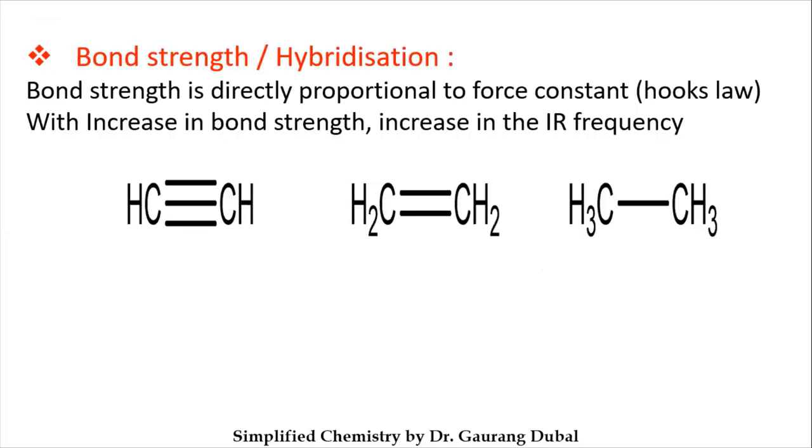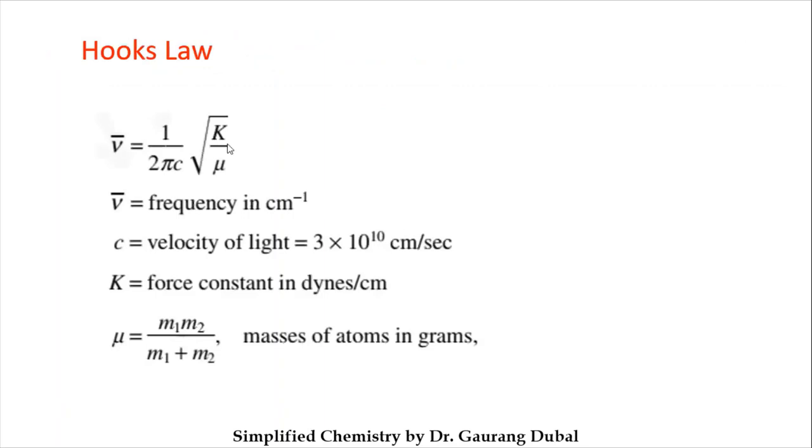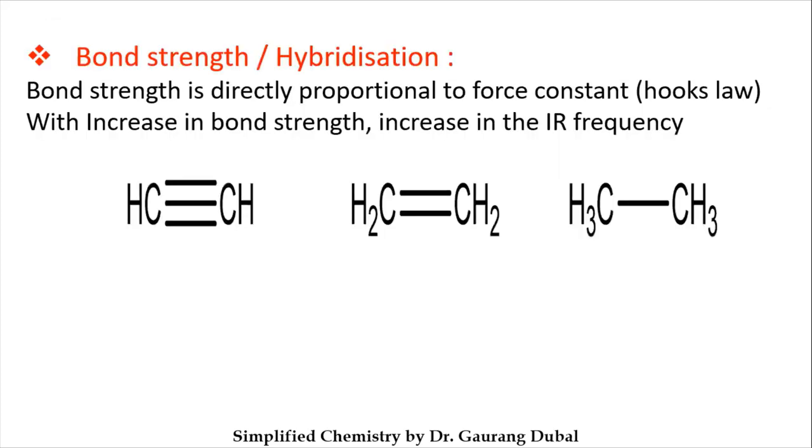Now the first factor we are going to learn today is bond strength. How does bond strength affect the frequency? This case is also related to the hybridization of the molecule. Bond strength is directly proportional to the force constant, k in Hooke's law. The value of the force constant always varies with single bond, double bond and triple bond, which we already learned in the calculation of IR frequency. So bond strength is directly proportional to force constant. It means if the bond strength increases, the force constant will definitely increase.